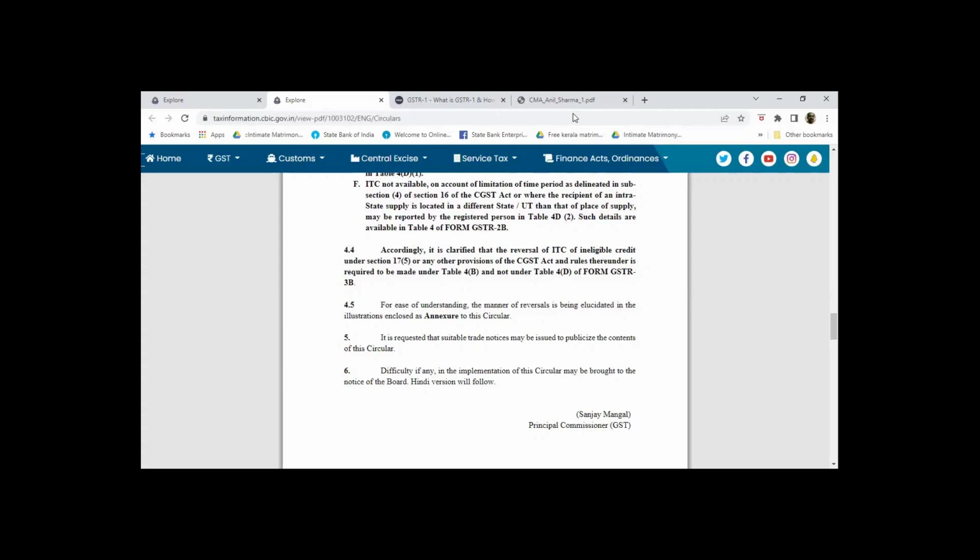It is clarified that the reversal of ITC which is blocked under section 17 subsection 5 or any other provisions of the CGST Act and rules made thereunder is required to be mentioned in table 4B and not table 4D of Form GSTR 3B.